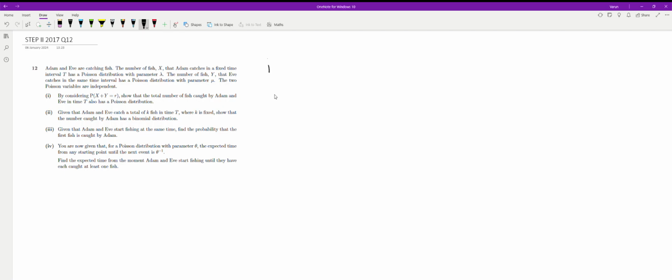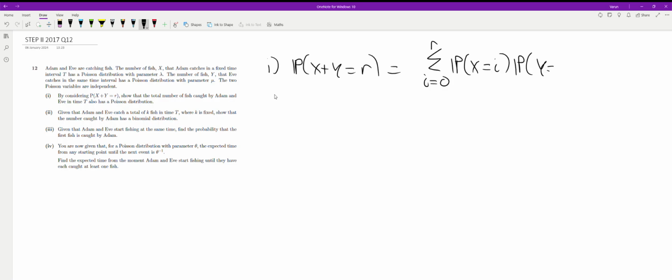The first part, you might not have seen this at A level, but it is a calculation that's pretty standard for the first part of STEP questions. So basically, we want to find the distribution of X plus Y. That's the total number of fish caught by both Adam and Eve in time t. And basically, we can just split this up. So the probability that X plus Y equals r is just the sum, from i equals 0 up to r, of the probability that X equals i times the probability that Y equals r minus i.